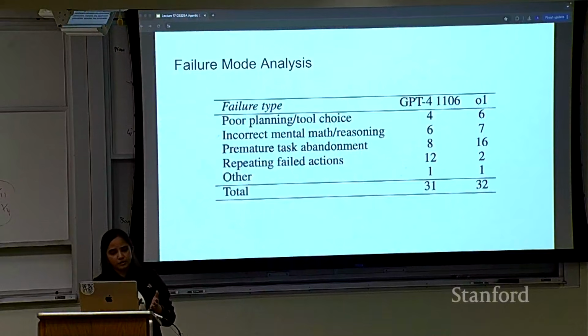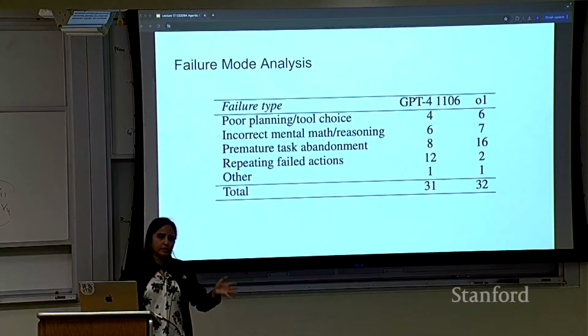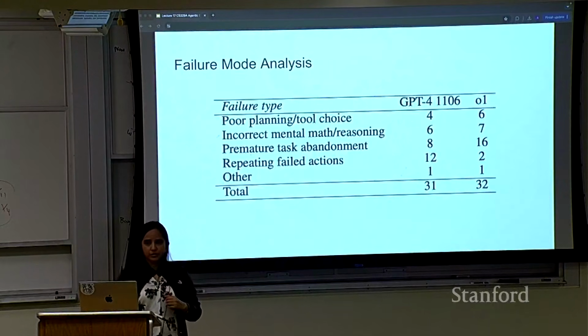There are other categories of failures that they showed are also prevalent. But this gives you a sense of planning, tool choice, reasoning errors, not being able to figure out when the task is completed, and repetitive loops, which tend to be some of the failure modes for these models. And failure mode analysis is very useful in understanding where the models can or cannot improve.